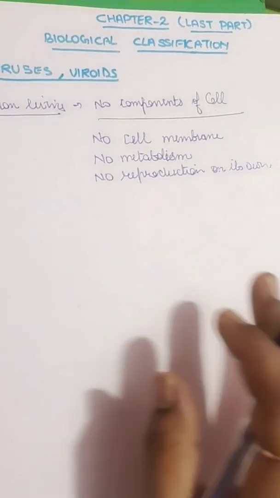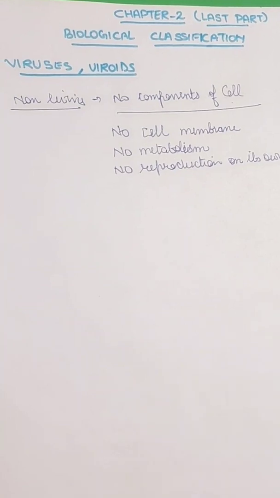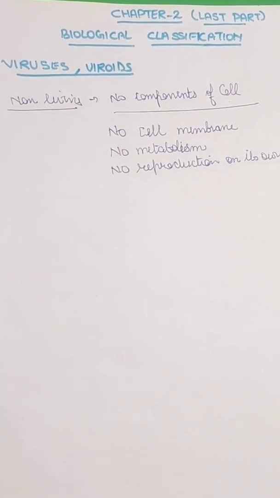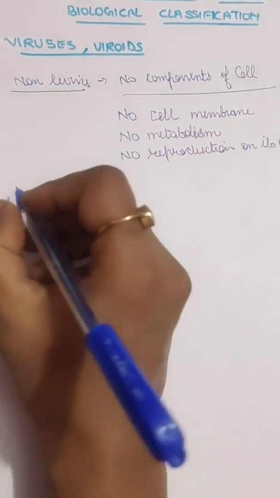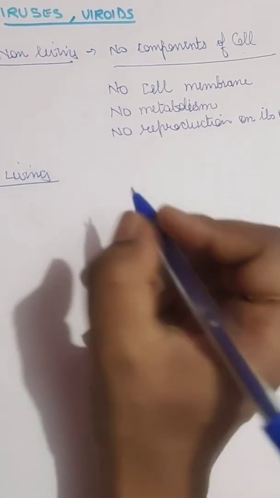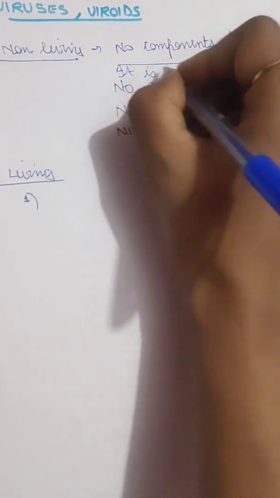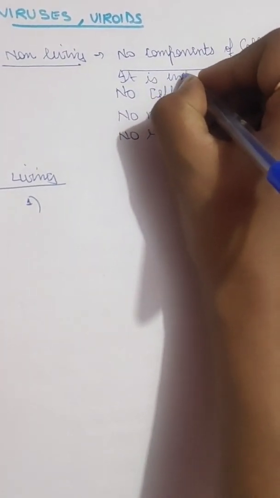So when they don't have anything, how do they cause an infection when they enter our body? When they cannot reproduce, how does their number increase? And how are they called living? As they are inert, that means it does not react with any other organism.